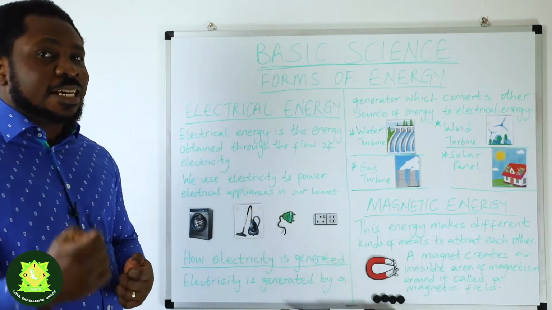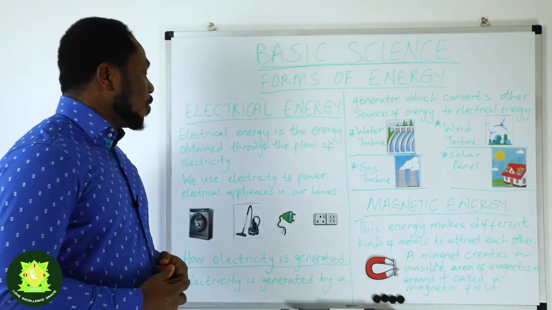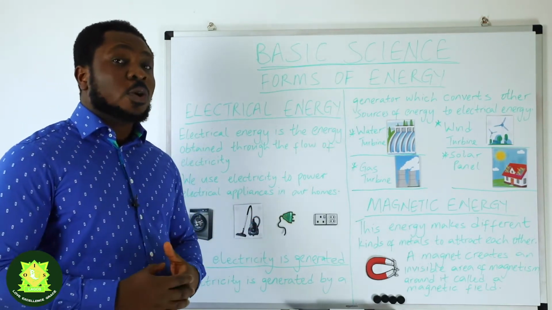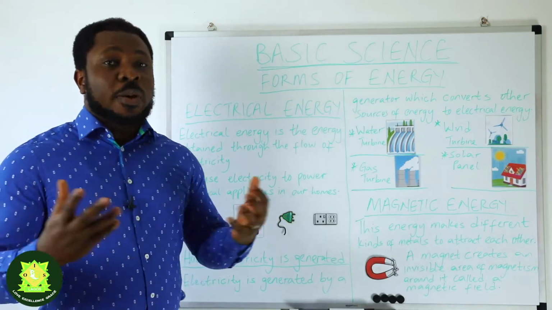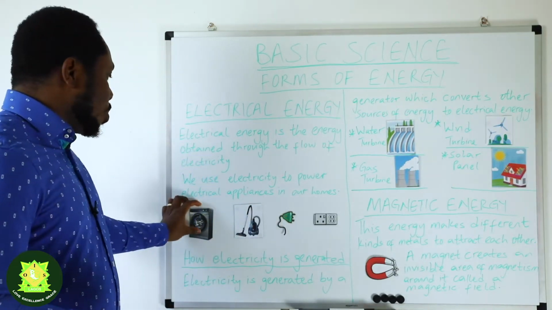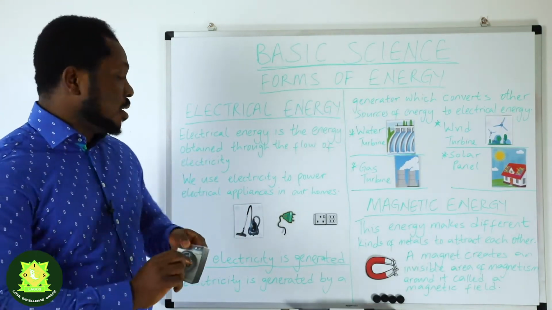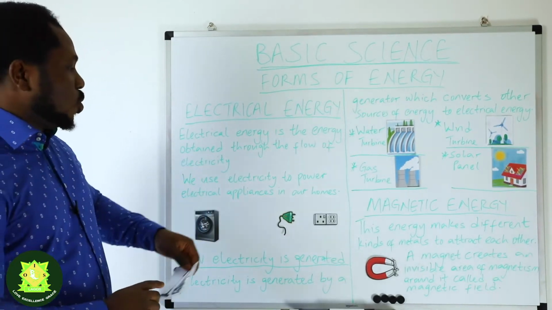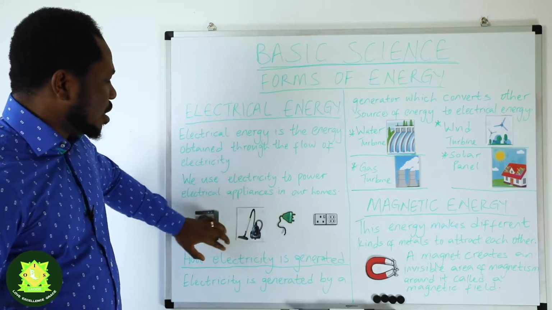So electrical energy is the energy obtained through the flow of electricity, and we use electricity to power electrical appliances in our homes. So you use electricity to power your TV, you use electricity to power your washing machine, you use electricity to power your Hoover. So you use electricity to power many appliances in our homes.